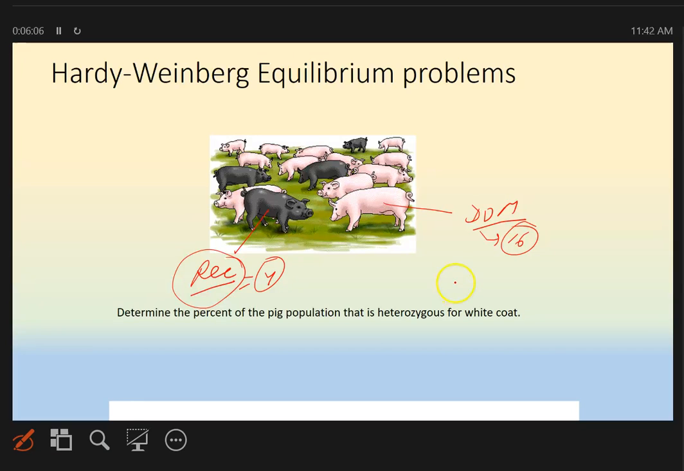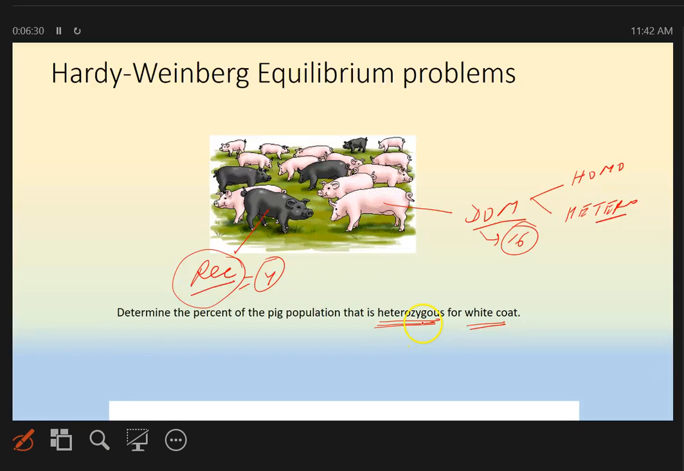So what do we need to do? Determine the percentage of the pig population that is heterozygous for the white coat. These ones that are here may be, remember, homozygous dominant, or heterozygous. So we have to calculate the heterozygous.